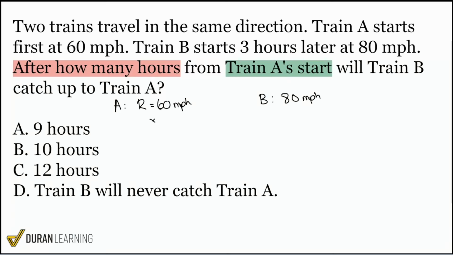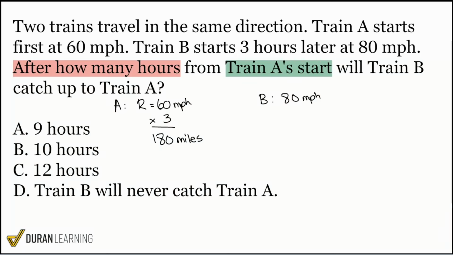Let's multiply 60 times 3. What's that going to give us, my party people? Rate times time, 60 times 3. That's going to be 180 miles. Everybody, 180 miles is how far train A got for that head start. For that first 3 hours, train A traveled 180 miles. Now, at 180 miles apart, that's when train B starts. That's when train B starts trying to catch up.